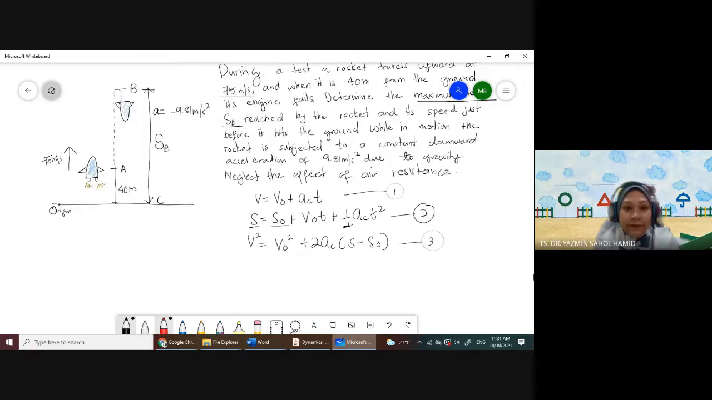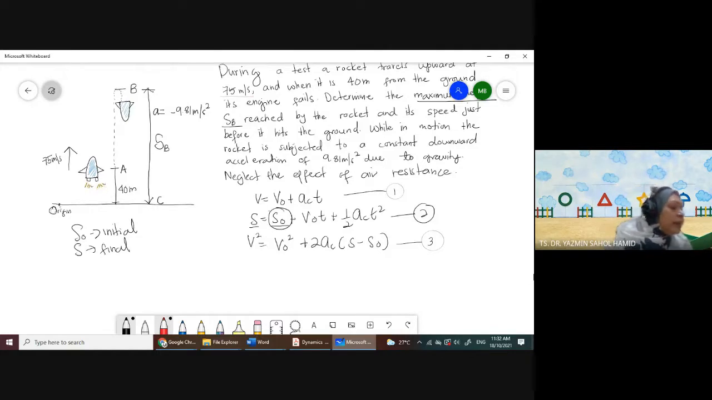You understand that? Right now you have three positions, A, B, and C. It means for equation number 2, you can relate A and B, B and C, or A and C. You can relate any two positions. S naught will be the initial position, and S will be the final position.